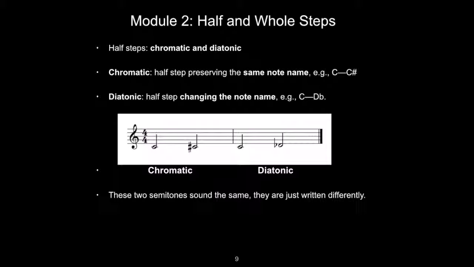Depending on how they're spelled and used in harmonic context, half steps can be chromatic and diatonic. Chromatic half steps are spelled using the same note name, for example, C, C sharp. Diatonic half steps are spelled using a different note name, for example, C, D flat. They sound the same, but have different theoretical and harmonic connotations.